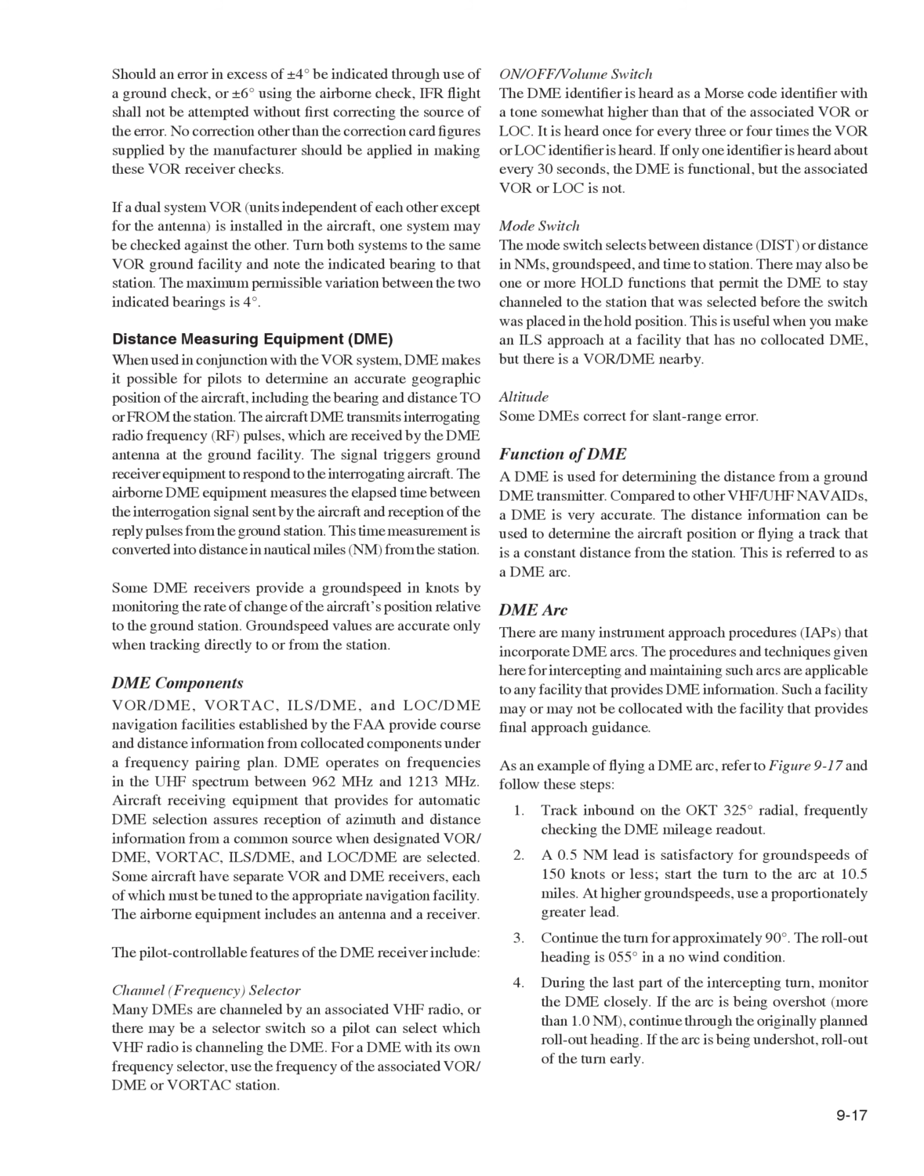Turn both systems to the same VOR ground facility and note the indicated bearing to that station. The maximum permissible variation between the two indicated bearings is 4 degrees.